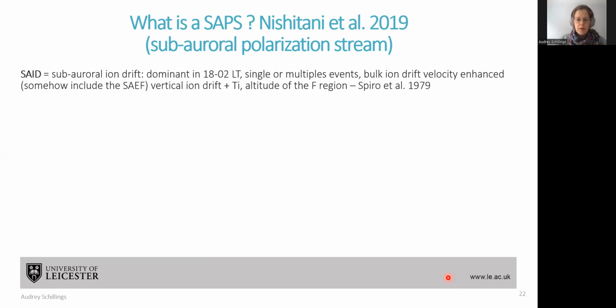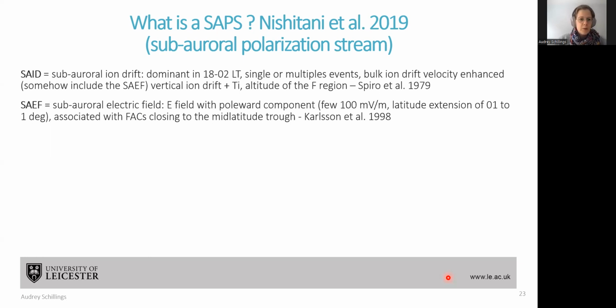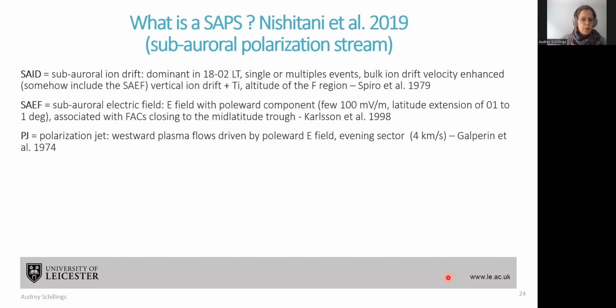Here I'm basing this on the review from Nishitani et al. in 2019. First of all, I would like to introduce the sub-auroral ion drift. This is basically around local midnight. It can be a single or multiple event, and the sub-auroral ion drift is basically the ion drift velocity that is enhanced and observed in the F region. If you combine this with the sub-auroral ion drift, you can have a sub-auroral electric field. It's basically an electric field that is poleward, and it's associated with some field-aligned currents. But then you also have what is called a polarization jet.